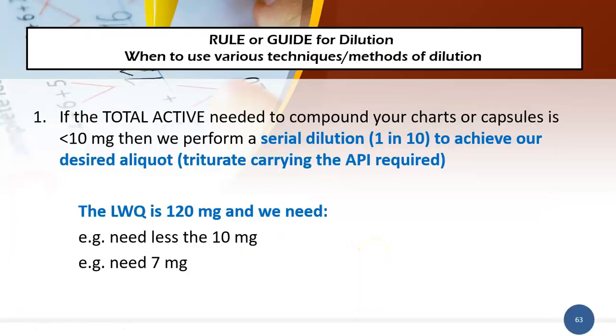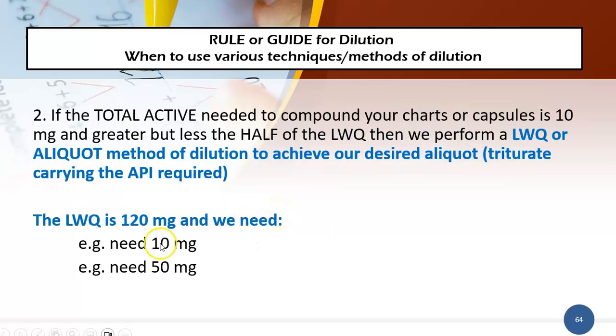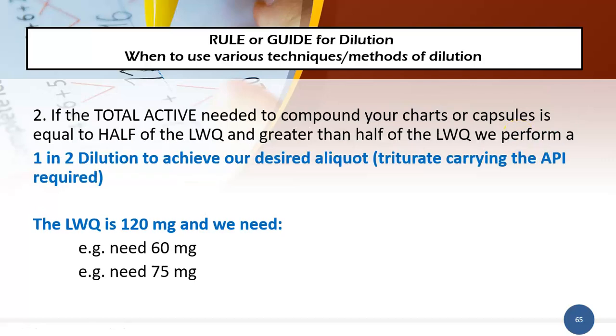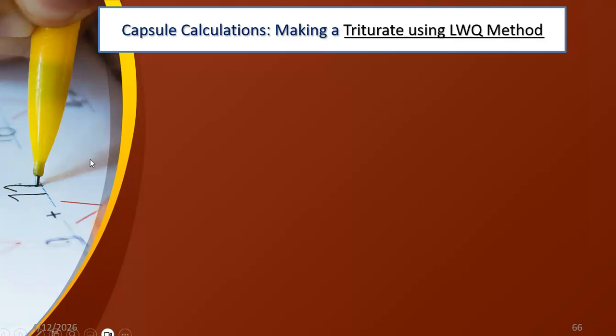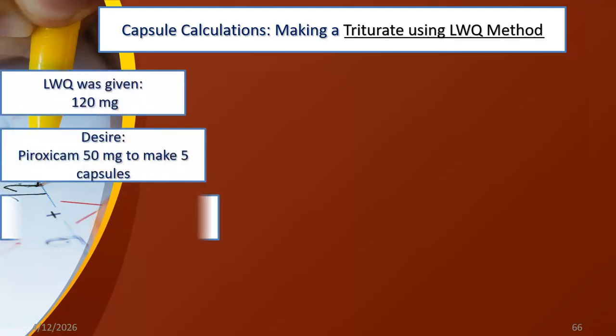So rules again: if you need less than 10 milligrams of a drug and the least weighable is 120 milligrams, a serial dilution has to be made. If you need, say, 10 milligrams and less than half of the least weighable, you can use the aliquot method or the LWQ method for finding out the aliquot that you need. If the drug that you need is half of the LWQ and greater, then a 1-in-2 dilution is normally used. Please review those topics. So let's look.